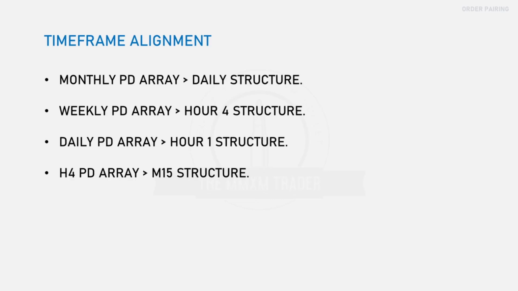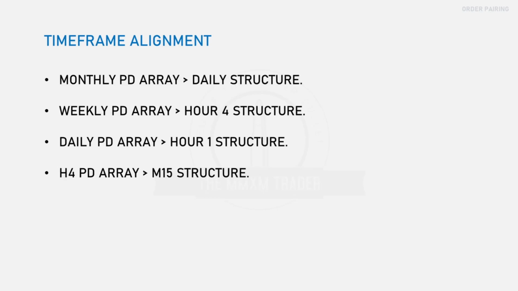Again, using time frame alignments, we use a monthly PD array with a daily structure. We use a weekly PD array with a 4-hour structure. We can use a daily PD array with a 1-hour structure, and eventually a 4-hour PD array with a 15-minute structure. So price is fractal, right?